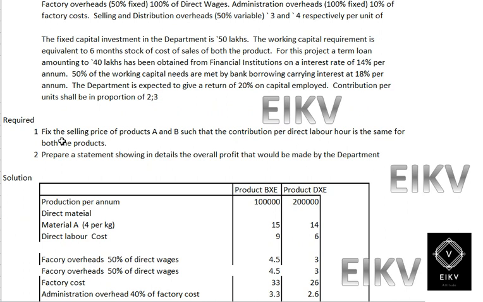You are required, number 1, to fix the selling price of product A and product B such that the contribution per direct labor hour is the same for both the products. Number 2, prepare a statement showing in detail the overall profit that would be made by the department.